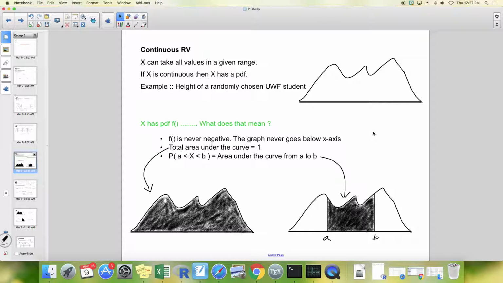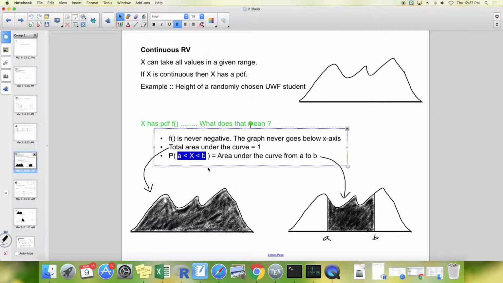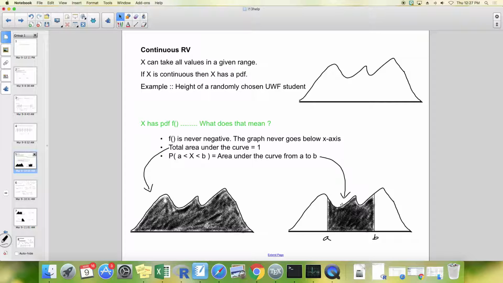And the third is the one which is most useful to us. Suppose you want to know the probability that x lies between two numbers a and b. Any two numbers a and b, probability x lies between those two. Then your answer is this much shaded area. On the right, I've shaded the area between a to b, and that's actually the probability. So that is the job of PDF. PDF satisfies these three properties, and it helps us.